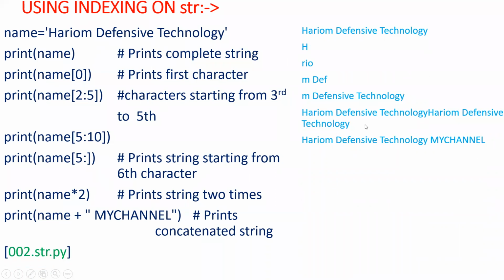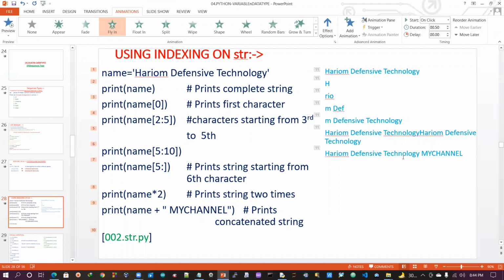Now here you have the corresponding output. In the first case, name 0, you will get the H. In case of 2 to 5, RIO. In case of 5 to 10, M space DEF. In case of 5 colon, starting from the 5th one, but all, because you didn't mention the second index. Name star 2 gives 2 times Hariom defensive technology. In case of the last one, it is just concatenating. Is it enough, are you getting my points?